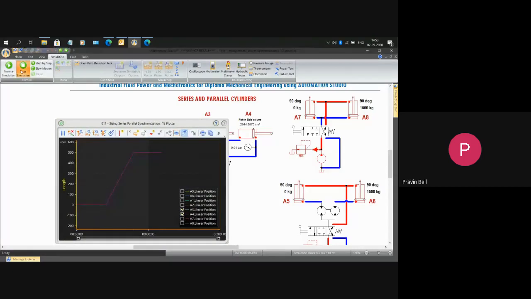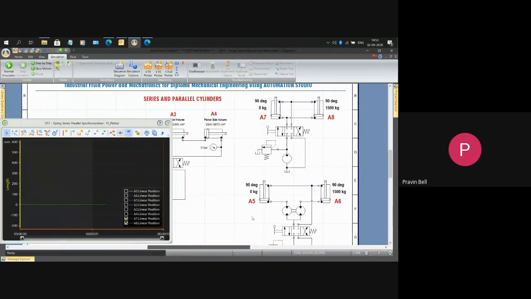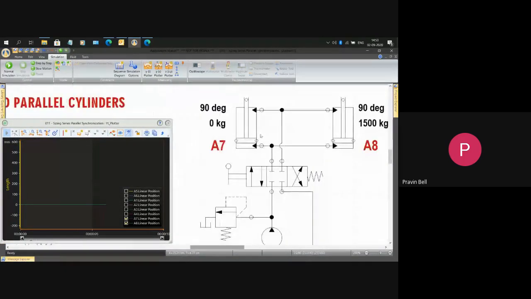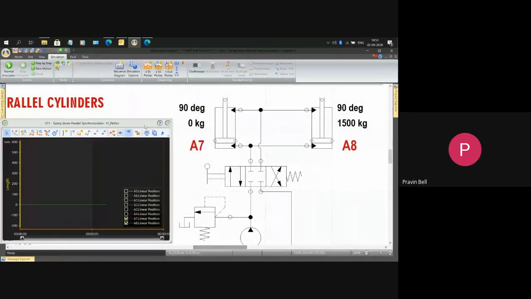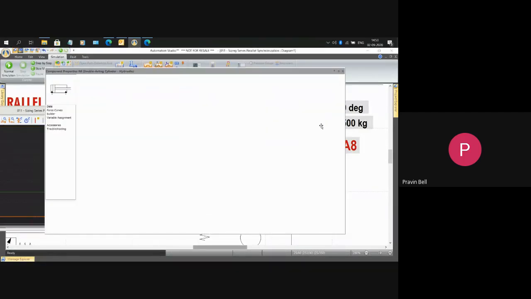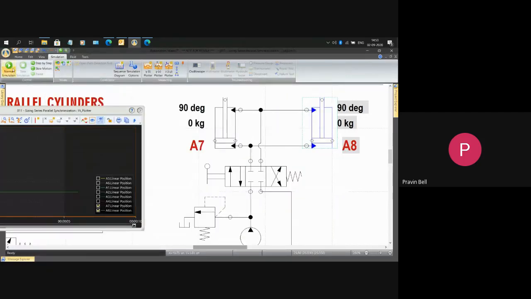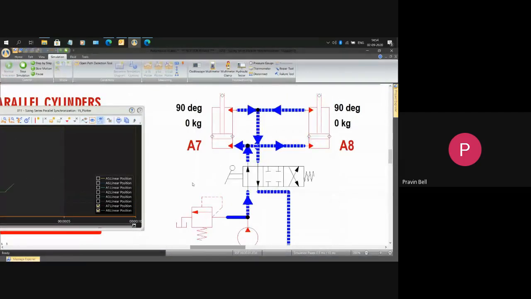Now the second problem is of parallel cylinders here. In parallel cylinders, there's another problem. I have taken these two parallel cylinders here. The first cylinder is 90 degrees, 0 kgs. The second cylinder also, I'll make it at 0 kgs external load. Both are at 0 kgs. I simulate the circuit. They move together. There's absolutely no problem because there's no load on the cylinders.